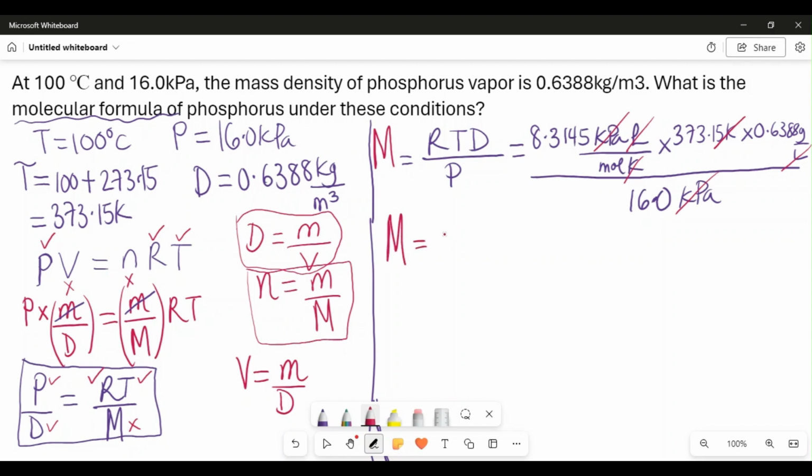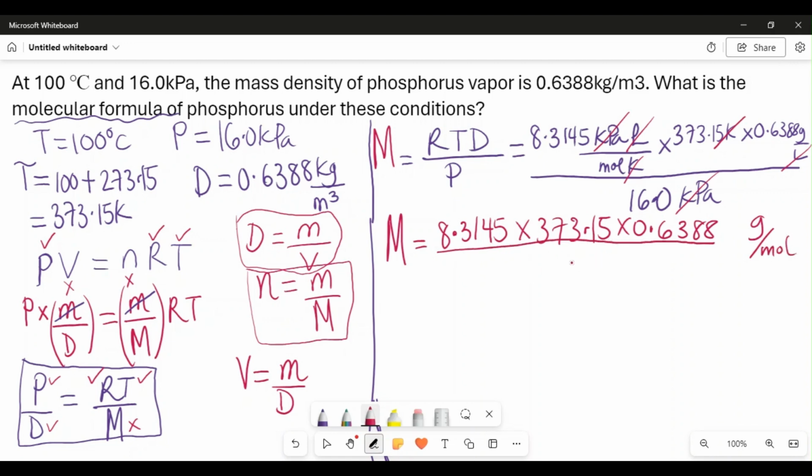But before we put it in, let me just rewrite it down for any student that may be confused, because this is a lot of information. So 8.3145 times 373.15 times 0.6388. And then you have gram per mole, because that's what we're trying to solve for, molar mass, or molecular mass. And then you have divided by 16. So input the numeric values into your calculator, and you're going to end up getting 123.8695 gram per mole.